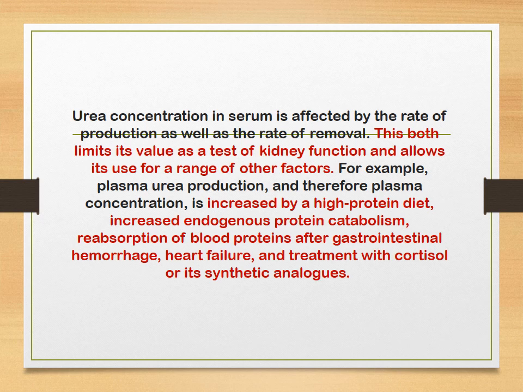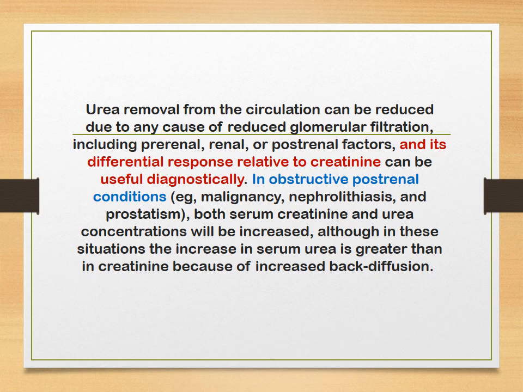Also, when there is congestive heart failure due to decreased blood flow, or treatment by cortisol. Cortisol leads to catabolism of protein. Cortisol is a proteolytic hormone. All these factors do not affect the serum creatinine level. So creatinine is better than urea because it is minimally affected by extrarenal factors. Urea removal from the circulation can be reduced due to any cause of hypovolemia, including pre-renal, renal, or post-renal.